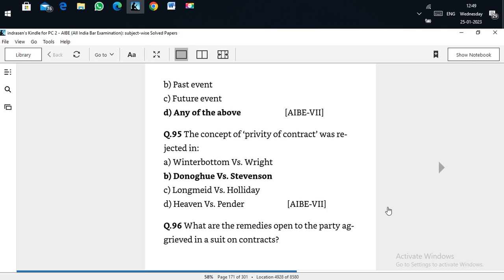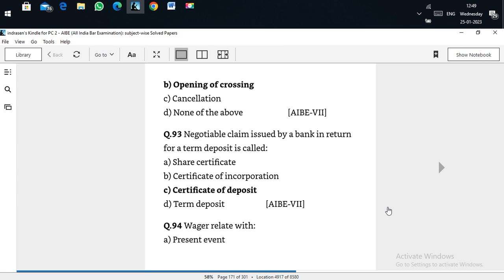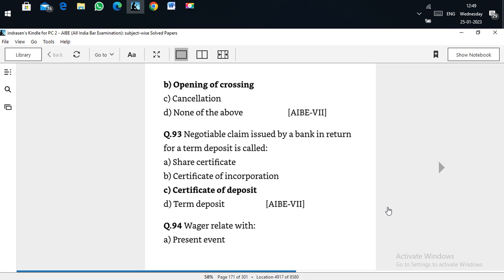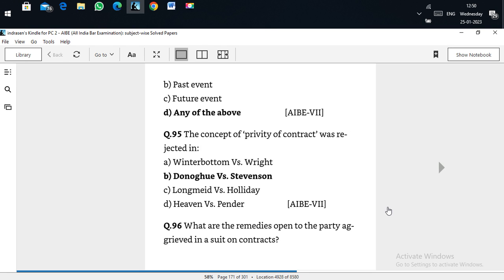A wager can relate to a present event, past event, or future event. Any of these, the wager relates to this instrument. The concept of privity of contract was rejected in the case of Donoghue versus Stevenson.